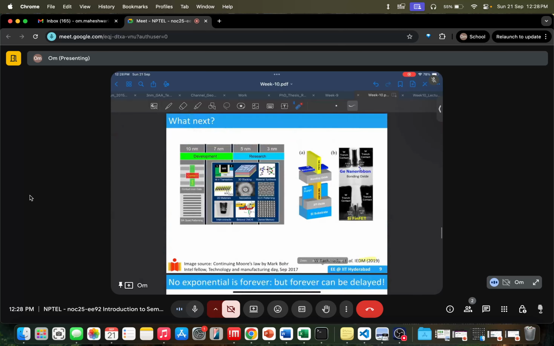In future, actually in 2 nanometer technology, we will have gate-all-around nanosheet FETs as the transistor architecture. So instead of FinFET, in nanosheet the channel is this sheet of silicon, and the gate is on all four sides around it.